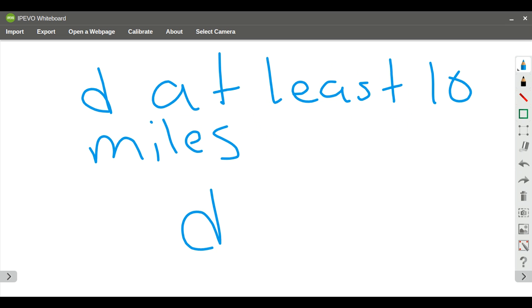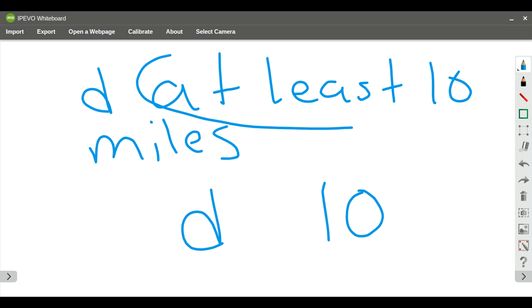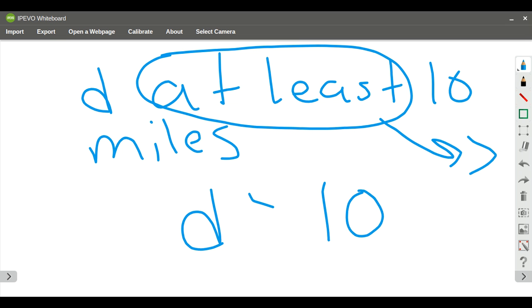So D is going on the left because I always write my variable on the left when I'm doing inequalities. 10 is my value, is at least 10 miles. So it can't be less than because it's at least. So when I see this phrase right here, this phrase is going to mean greater than. It also is going to be equal to because it can be 10. So it's greater than or equal to. So when it's at least, I know that I'm going to be using my greater than symbol. It's possible I could be using my greater than or equal to symbol. Okay.